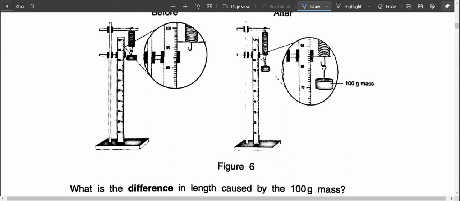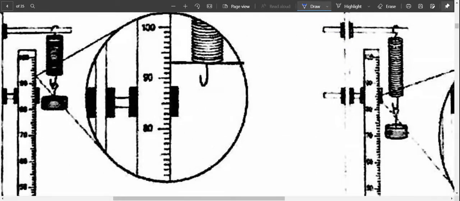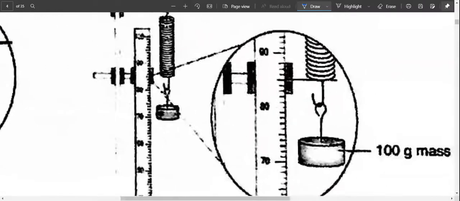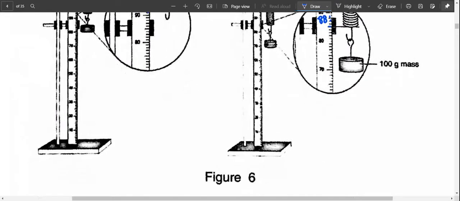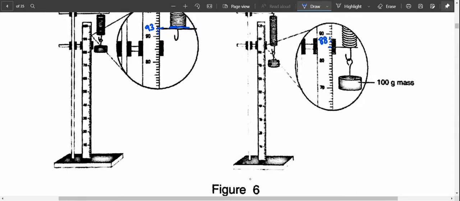Now you have to look at the spring. At the very end of the spring, this is the measurement. So this one is 90, 91, 92, 93. And if you look on this side at the end of the spring, this is 90, this one should be 85, 86, 87, 88. So it's being pulled down. From 93 it becomes 88. So you just have to subtract. 88 minus 93, you will have 5. In this case, negative 5. But since it's being pulled down, it is the same thing.